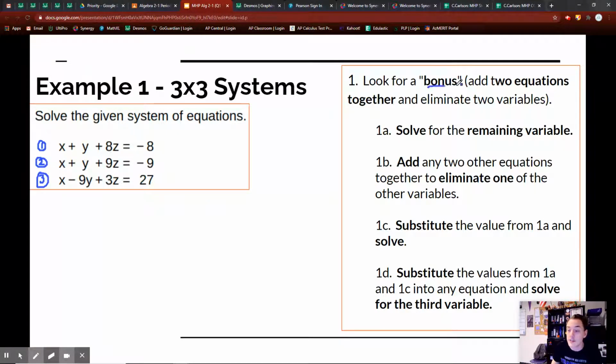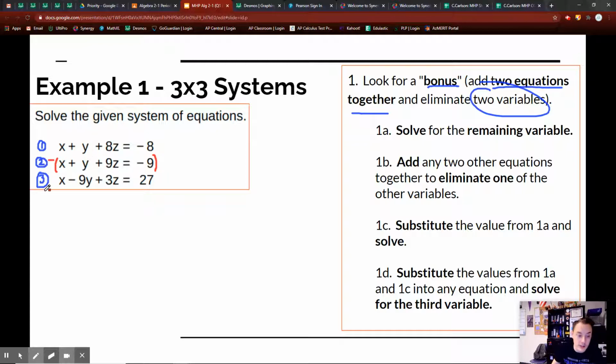Now let's look. Is there a bonus? Can we add 2 equations together and eliminate 2 variables? Well, it just so happens we can. What are those 2 variables? X and Y, right here. The only thing we need to do is just change one of them. Just change one of them to make it a negative. So it doesn't matter which one. I'm just going to choose the second one. I'm going to multiply this by a negative.